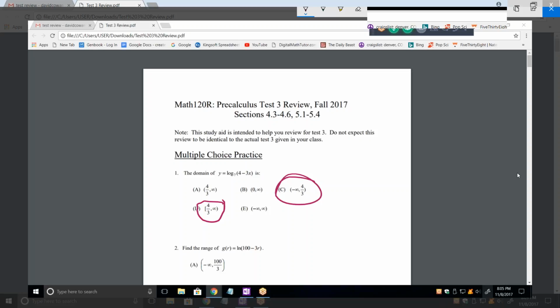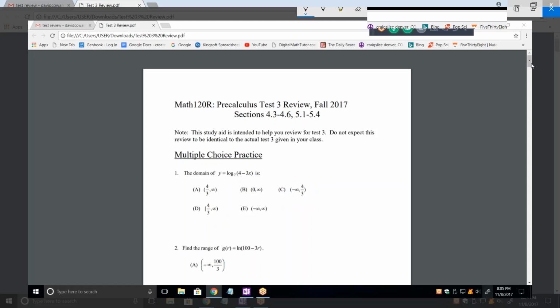And I know it has to be a parenthesis. I cannot have 4/3. If I have 4/3, then it's 4 minus 4. 0 is the argument. You cannot take the log of 0. Okay.